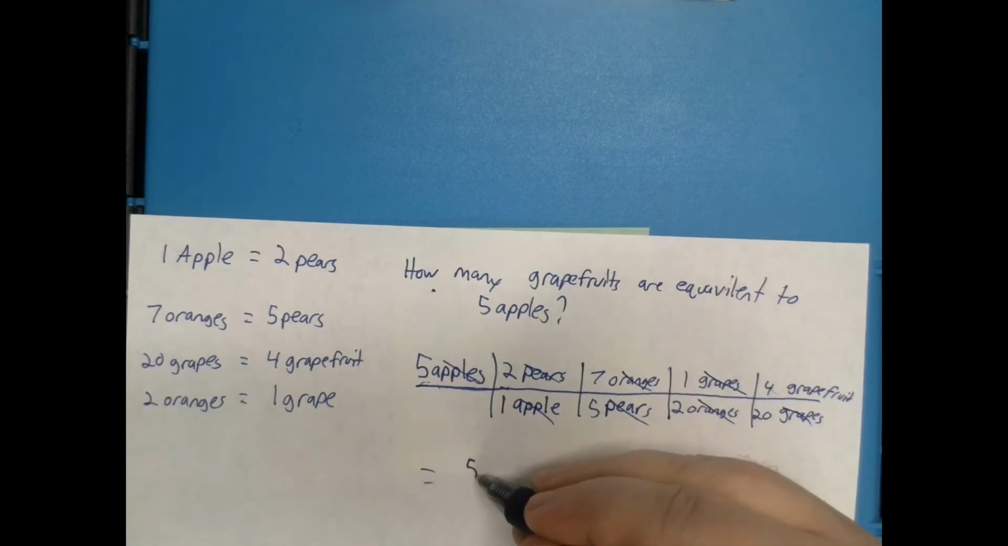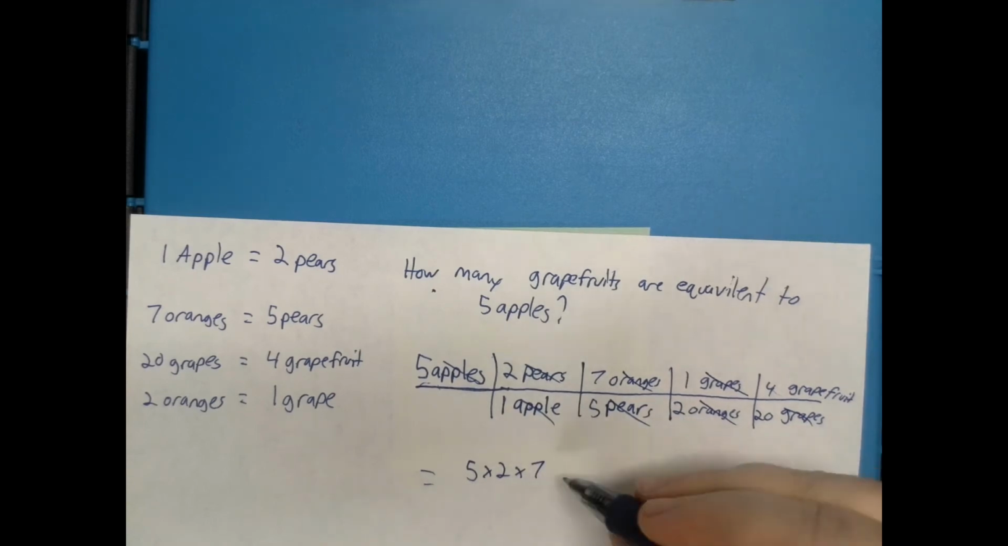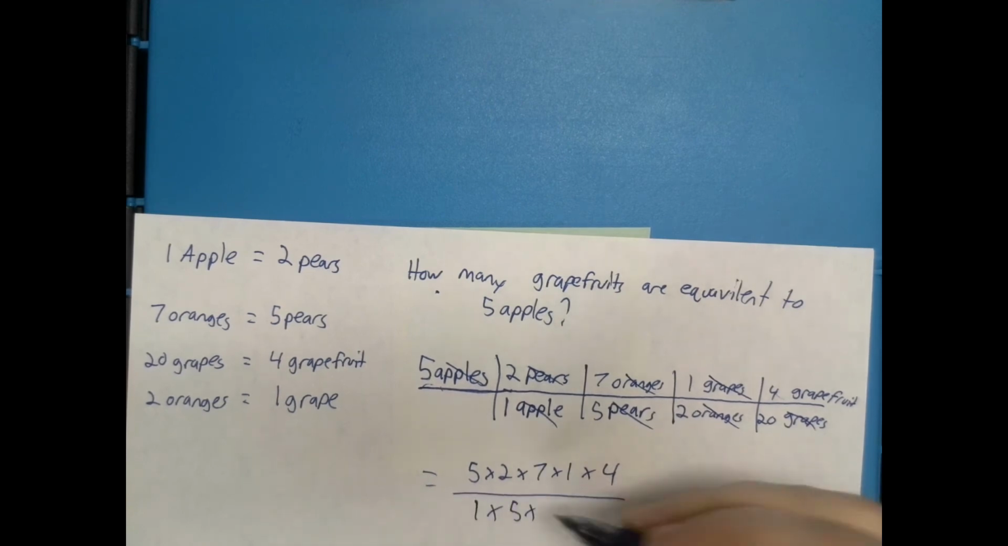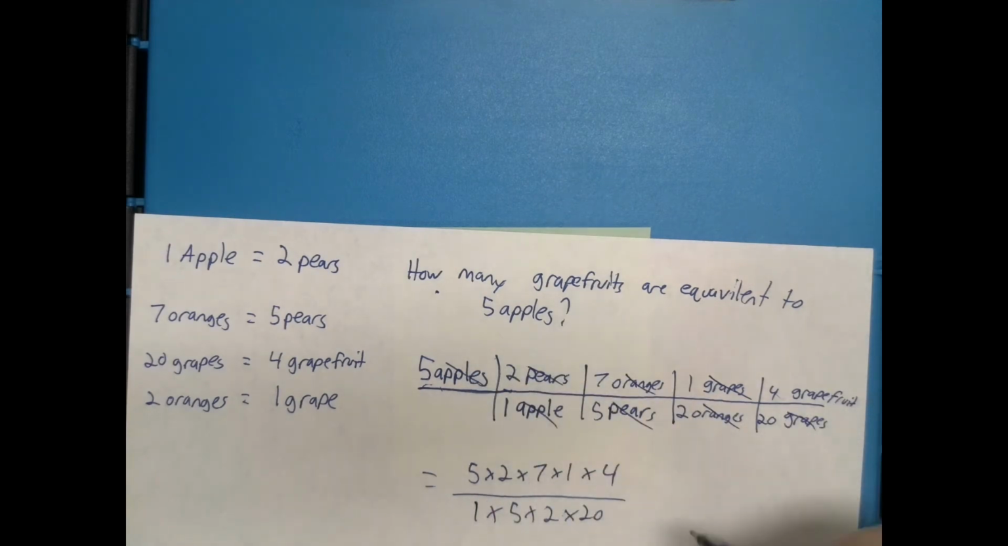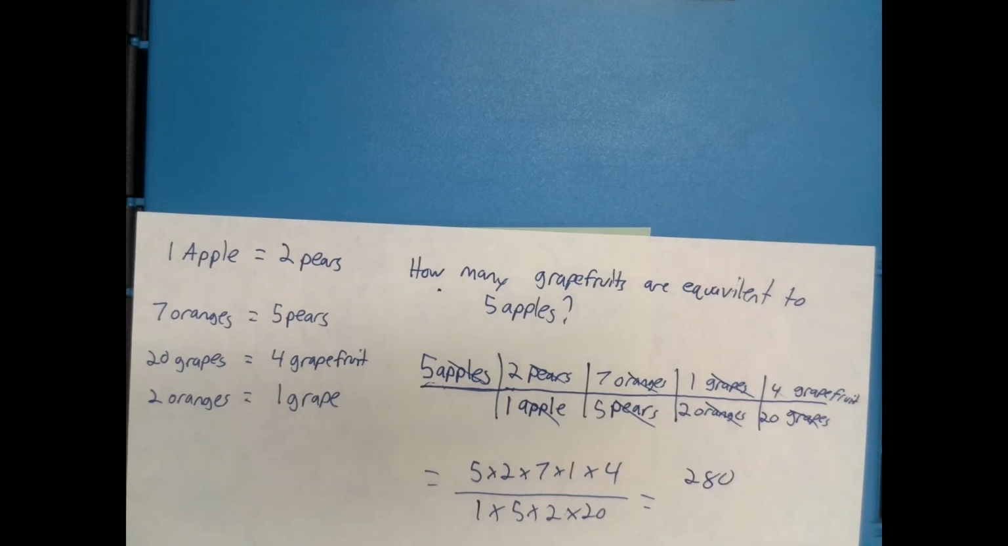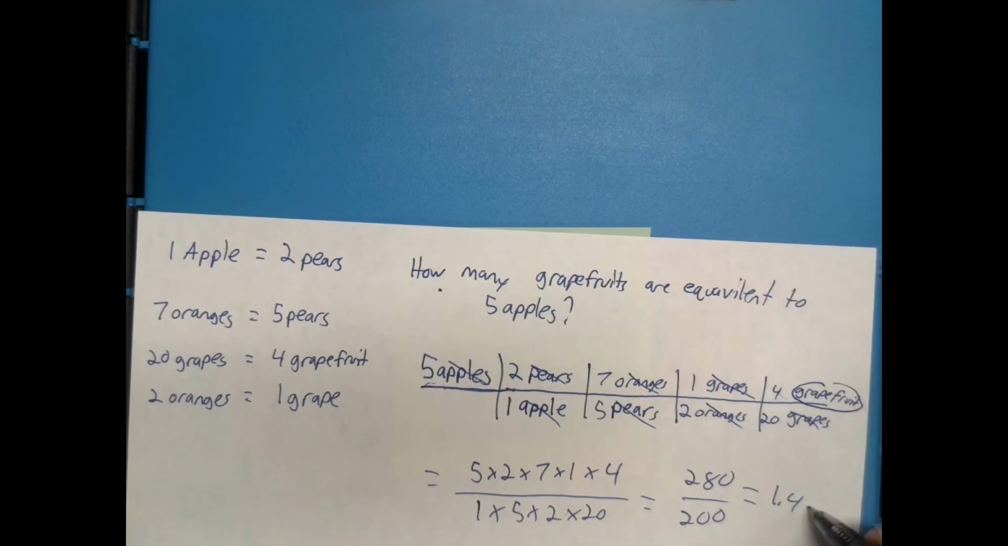So we're left with 5 times 2 times 7 times 1 times 4 over 1 times 5 times 2 times 20. Multiply the entire numerator together. So the entire numerator multiplied together, or everything in the top row, is 280. And then multiply everything in the bottom row. 200. And that is equal to 1.4. And we're left with only the unit grapefruit.